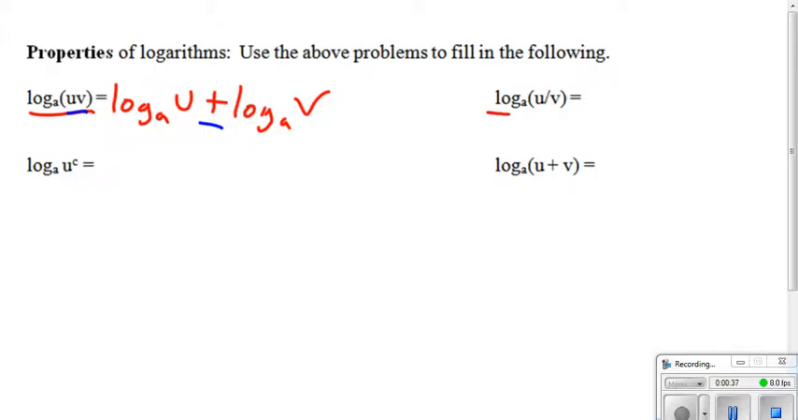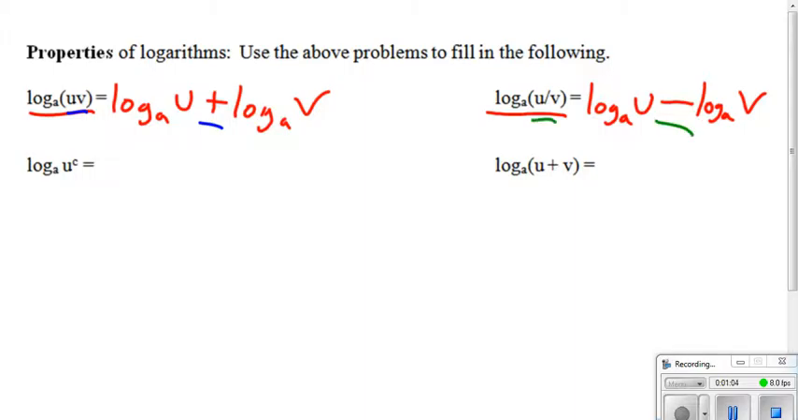Now over here, similar process. If we have log base a of u divided by v, over there we had multiplication changing into addition. Here we'll have log base a of u minus, so we're doing subtraction, log base a of v. So multiplication went with addition, and division goes with subtraction.